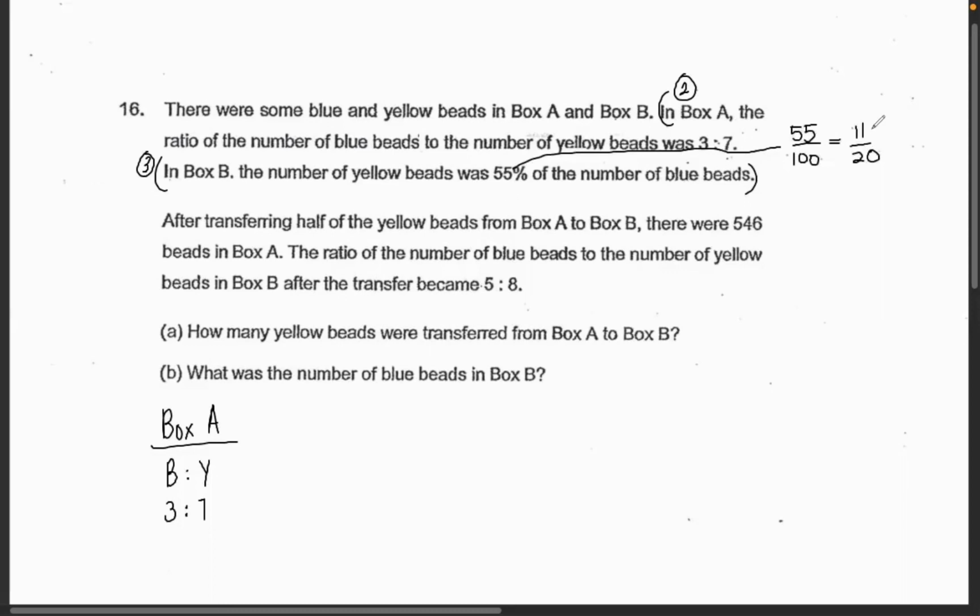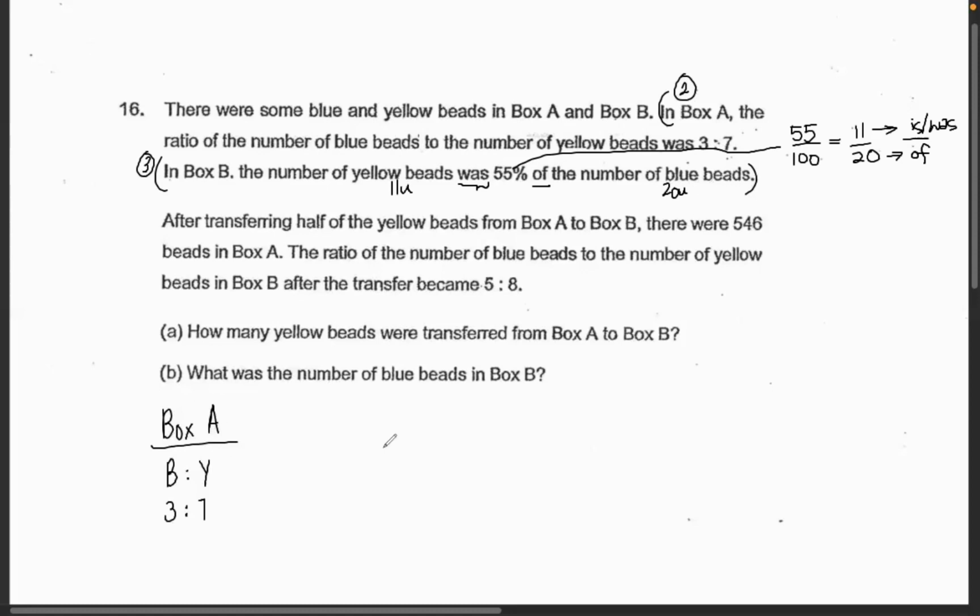Remember, whatever is in the numerator will always be "is". Whatever is in the denominator will always be "of". Sometimes it can be "was" as well. So let's take a look at the sentence again. The number of yellow bits was. So what does that tell you? It tells you that the yellow bits has to be 11 units. 55% of the number of blue bits. It tells you that the blue bits has to be 20 units. I hope this clarifies all of the doubts that you had.